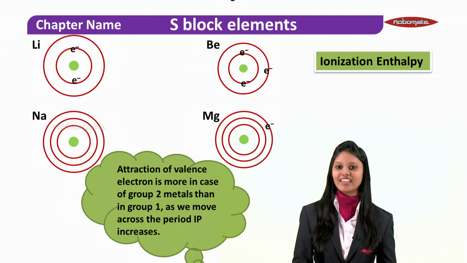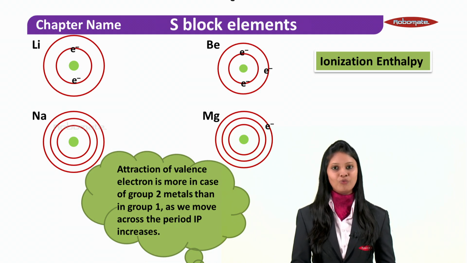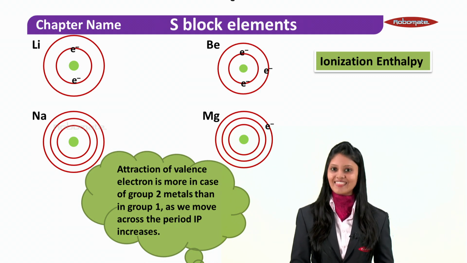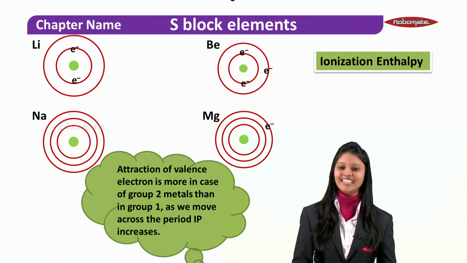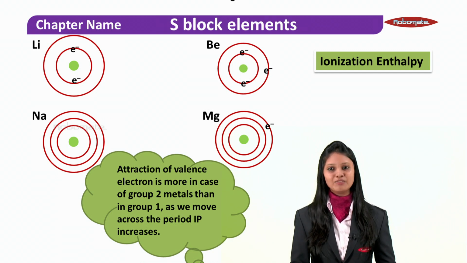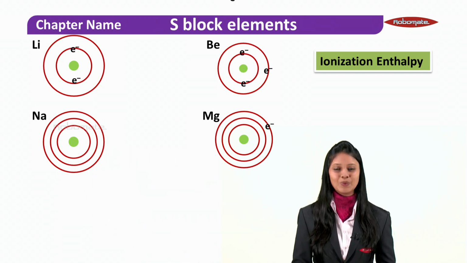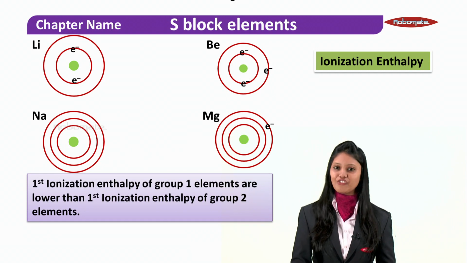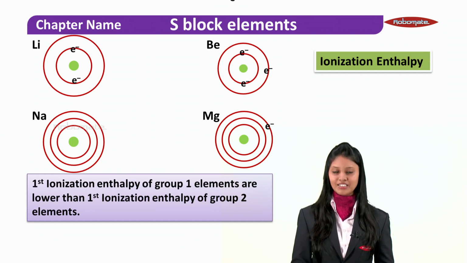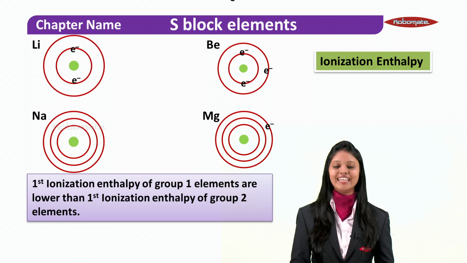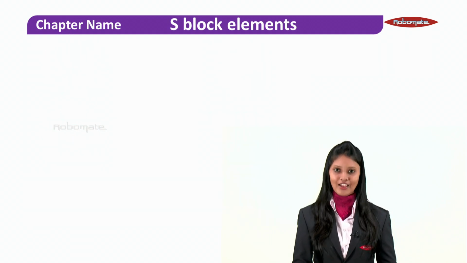The reason being, atomic radius is less in the case of beryllium compared to group 1 elements. So, as we move across the period, atomic radius decreases, and that's the reason ionization enthalpy increases as we move across the period. So beryllium's ionization enthalpy is more than that of lithium. The conclusion: the first ionization enthalpy of group 1 elements is lower than that of group 2 elements. Or we can say, as we move down the group, ionization enthalpy decreases, and as we move across the period, ionization enthalpy increases. So this was about first ionization enthalpy.